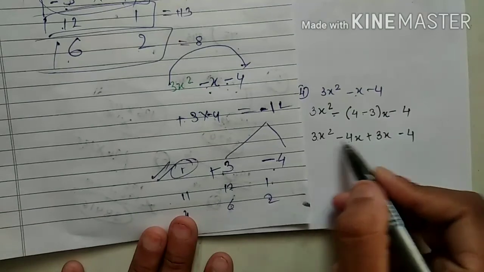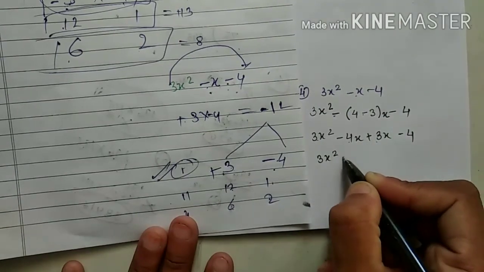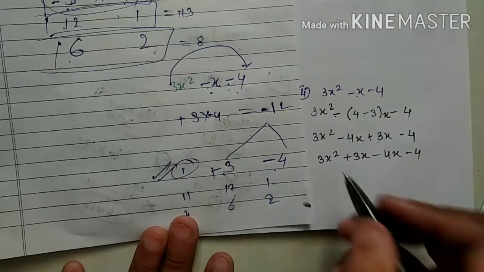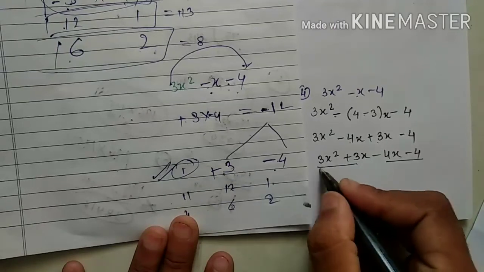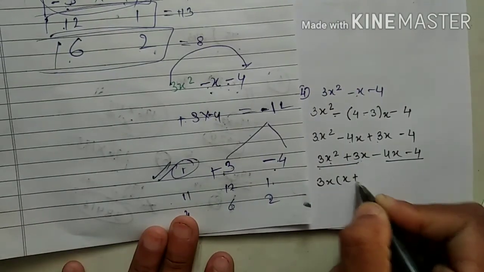Here is 3 and 4. There is no combination. So make the pair of this. So first make the arrangement. Plus 3x minus 4x minus 4. Now make the pairs. So here is 3, here is 3. I am taking x and x common. So what remains? x plus 1.